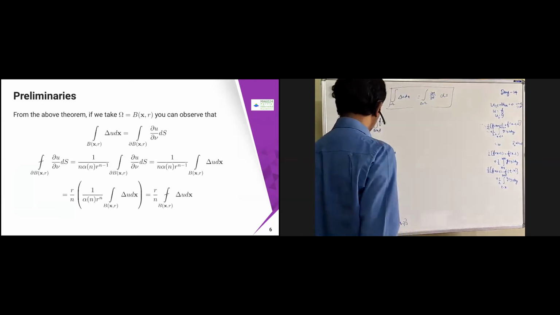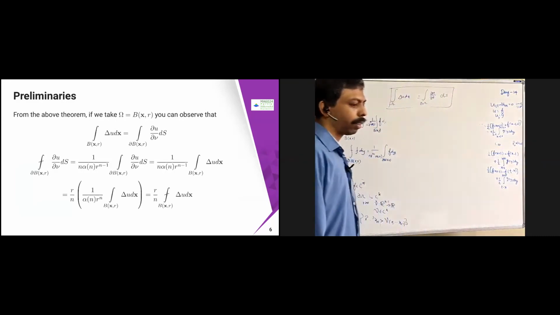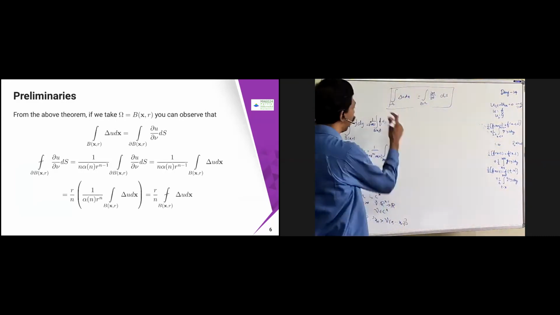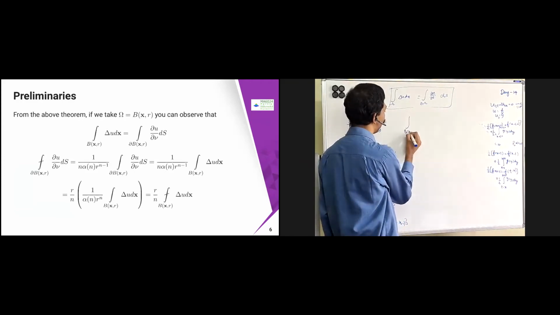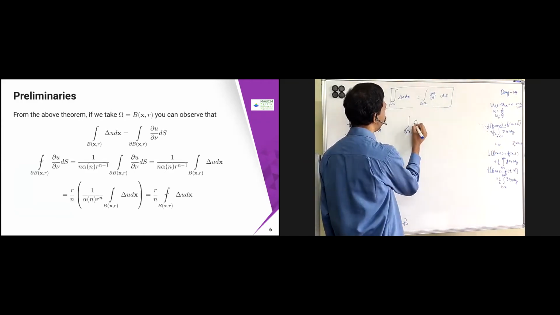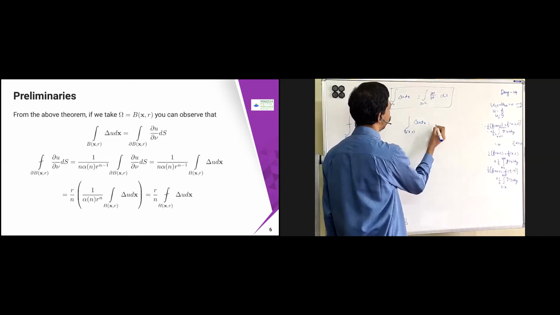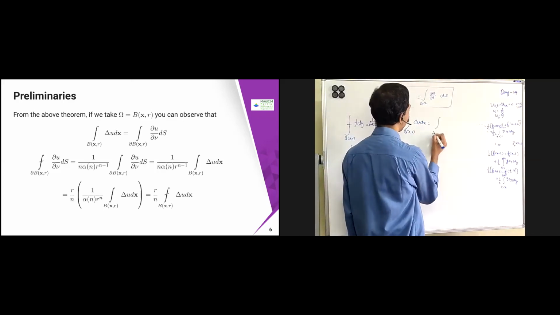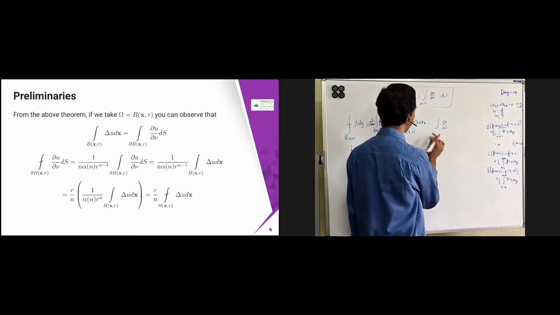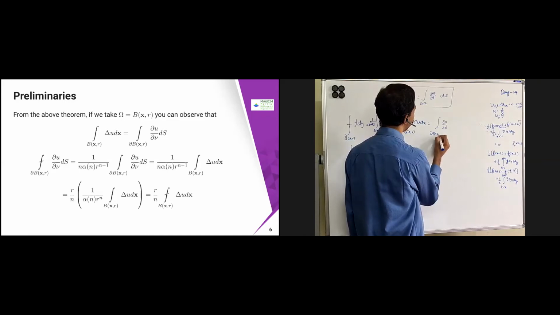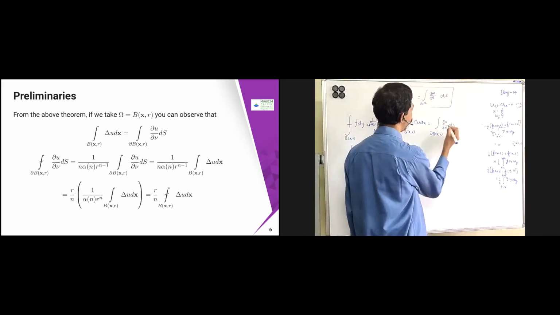Fine. Now we are trying to find the integral over B(x, r) of del u dx. What is it going to be? This is going to become the integral over the boundary of B(x, r) of dou u by dou nu ds.